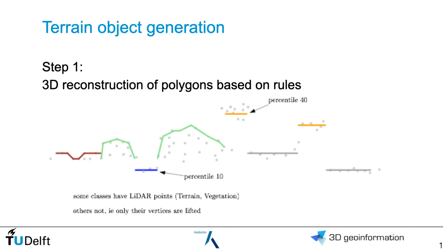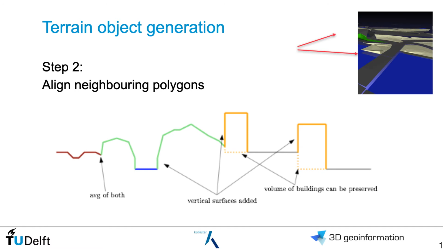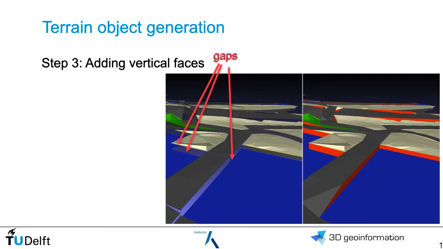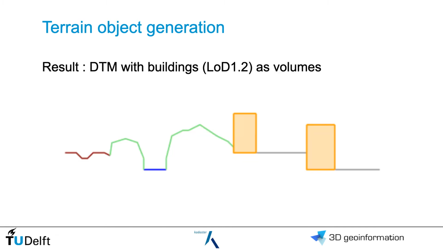So to each polygon elevation is added, and how this happens depends on the object class. For instance, terrain polygons are triangulated while planes are fitted to water and road polygons. Then the neighborhood relations between adjacent polygons are determined and vertical faces are added to fill the gaps. The result is a watertight digital terrain model in which the individual input objects from the large-scale topography are represented in 3D.